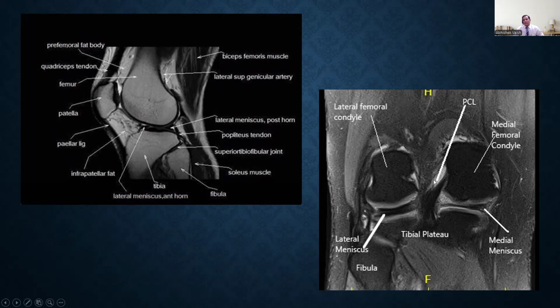If you know exactly which image you are looking at and what the anatomy is, then you can easily find out what the pathology is. So on a T2 image, if you see a hyperintensity, then you know that there is some tear or a sprain, and you can treat the patient accordingly.